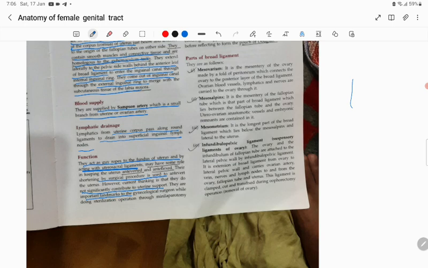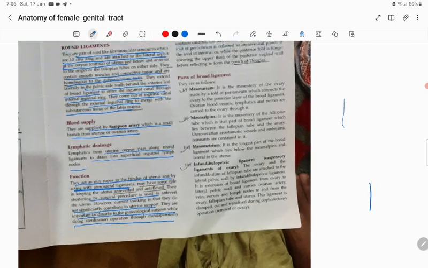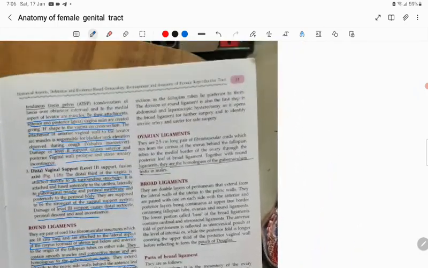They are an important landmark for the gynecological surgeon while doing a sterilization operation. So these are important landmarks while doing sterilization through a mini laparotomy incision, as the fallopian tube lies posterior to them. The division of the round ligament is also the first step in abdominal hysterectomy and laparoscopic hysterectomy, as it opens the broad ligament for further surgery, to identify the uterine artery and ureter for safe surgery.